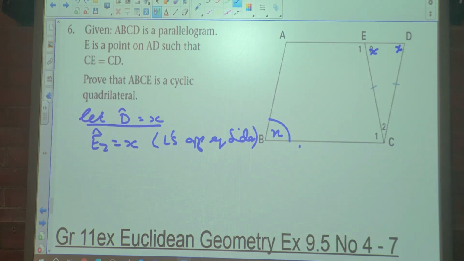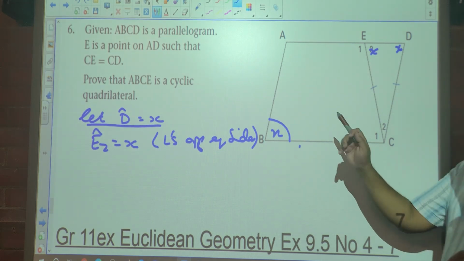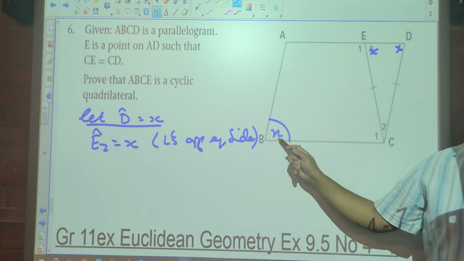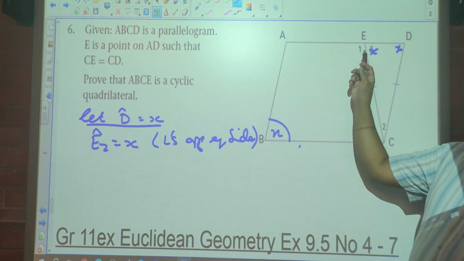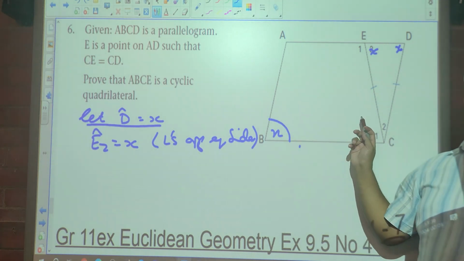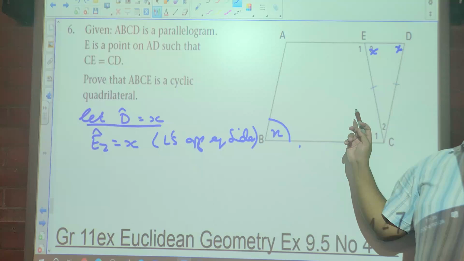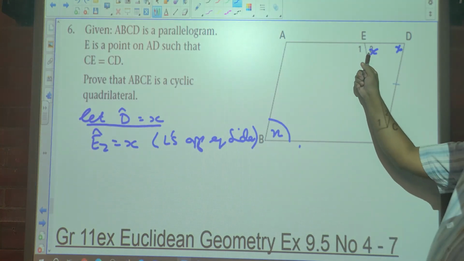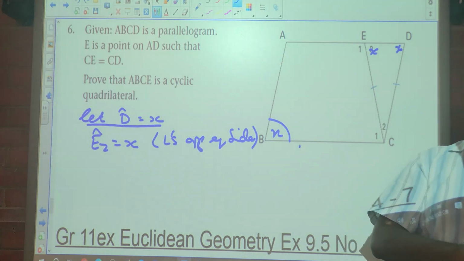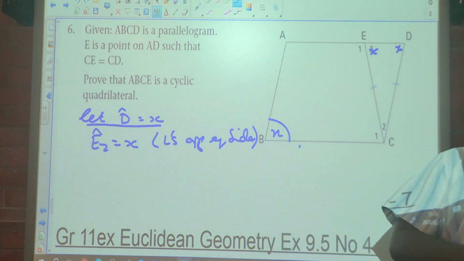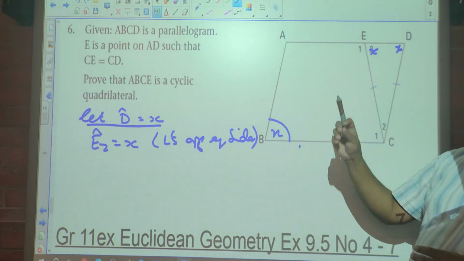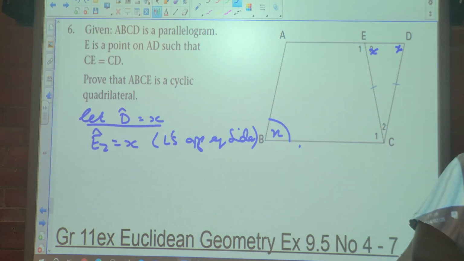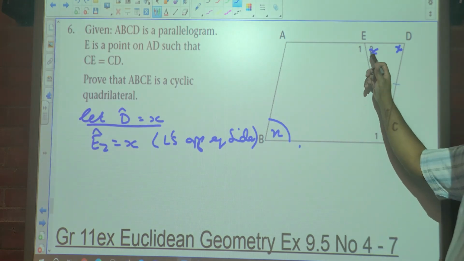Okay, just a second. Hold that thought. She says angle B is equal to x, exterior angle of a cyclic quad. Is that what you're saying? Now, is this a cyclic quad? Not yet. We didn't prove it's a cyclic quad yet, or they didn't tell us it's a cyclic quad. We have to prove it's a cyclic quad. So we can't use the properties of the cyclic quad to prove a cyclic quad. You understand?